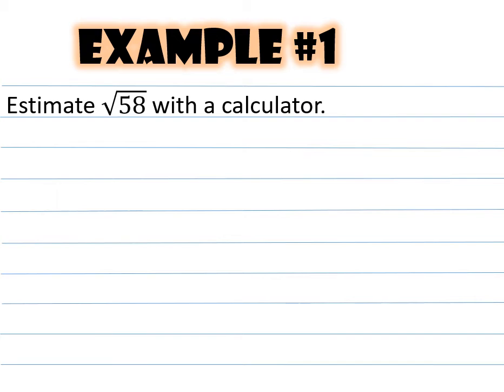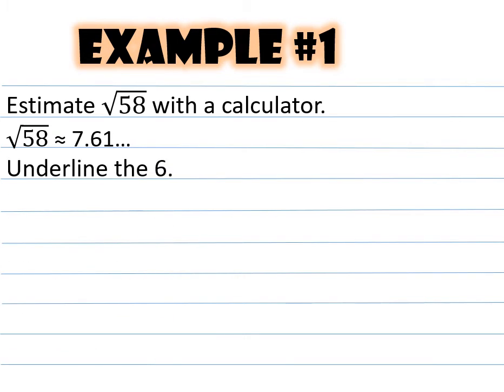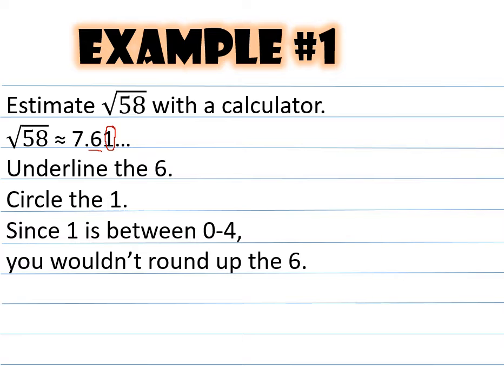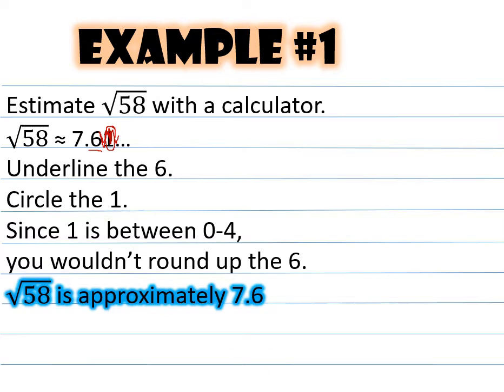Example number 1, estimate the square root of 58 with a calculator. You're going to type in the number 58, hit the square root button on your calculator, and you're going to get this result, 7.61, and then a whole bunch of numbers after that. I want you to underline the 6. Write it down on your paper, underline the 6, and then circle the number 1 that's right behind it. Since 1 is between 0 and 4, you wouldn't round up the 6. We get rid of the 1, and your answer is approximately 7.6.